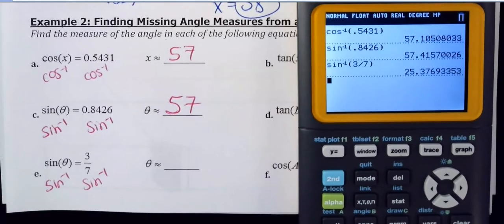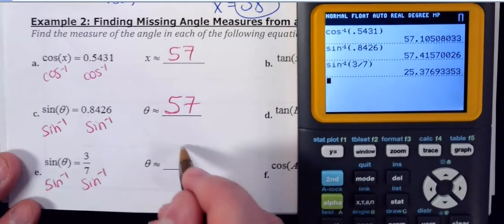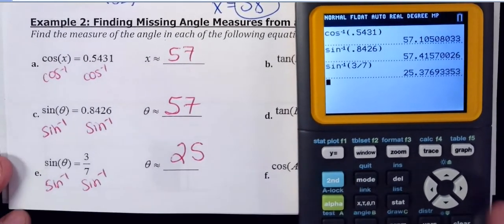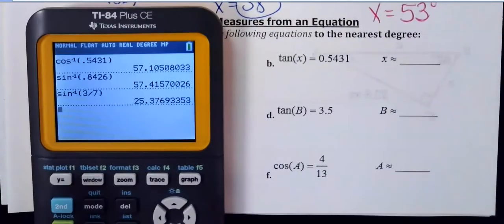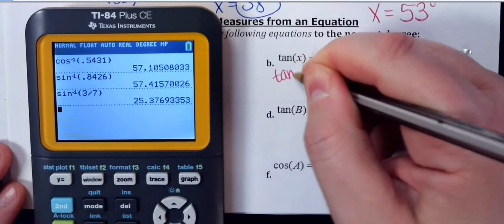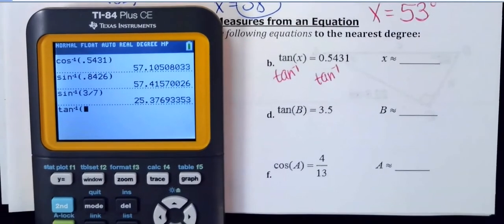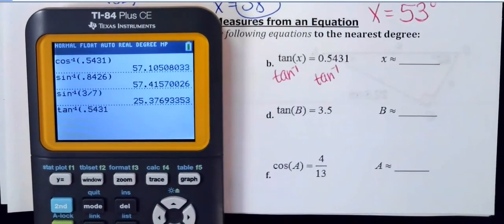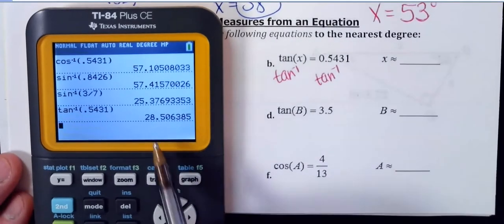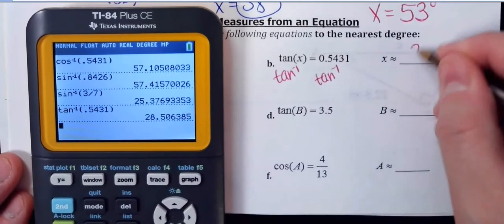And to the nearest degree, that one's going to be 25. Then I'm just going to try these guys over here. If you have a tangent, to cancel it out, we're going to use an inverse tangent. Anytime we're finding an angle measure, we got to do an inverse. Type in that decimal. And this guy, I've got to round that up to 29.